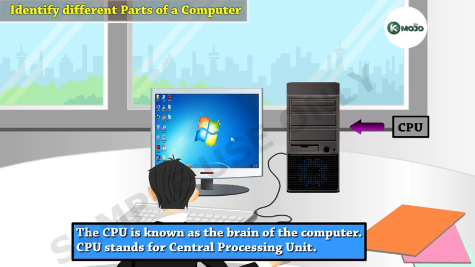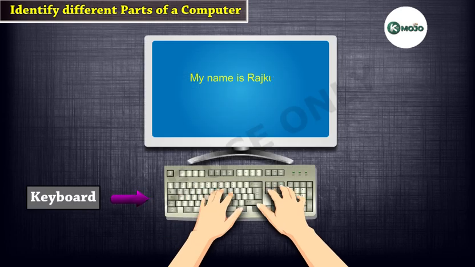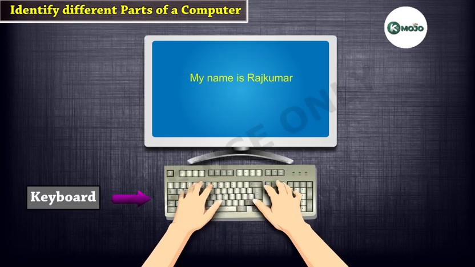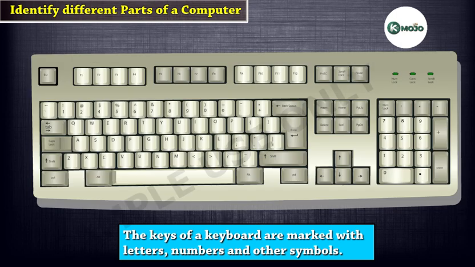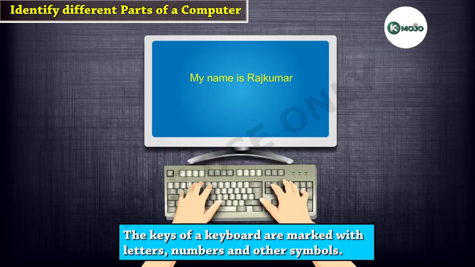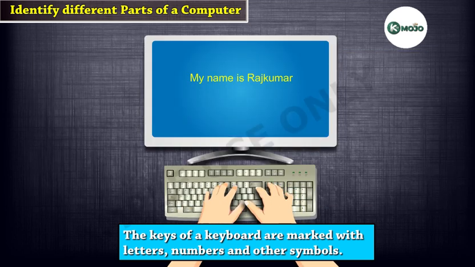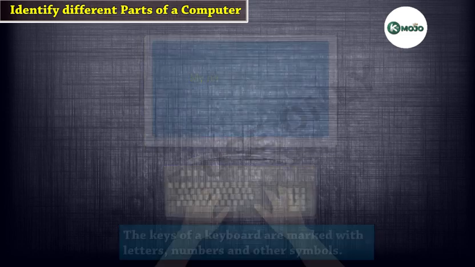many things. Keyboard. See, this is the keyboard. It has keys. The keys of a keyboard are marked with letters, numbers and other symbols. We can use the alphabet and the number keys to type.